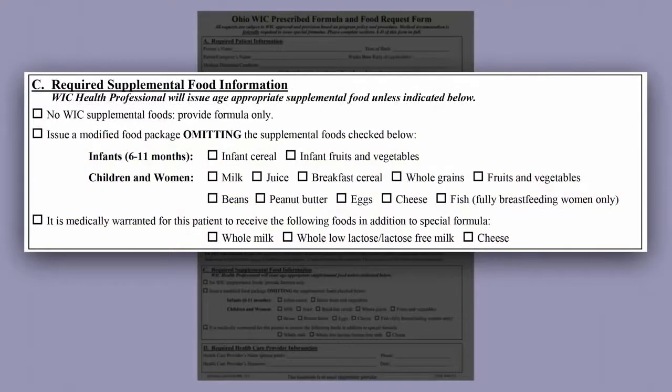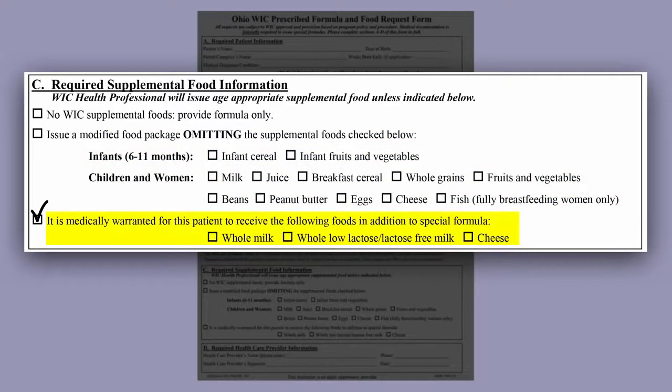In Part C of the form, there are 3 different things that can be indicated. The first is that no supplemental foods should be provided. If this box is checked, this may be an indicator that the physician is requesting the at-risk package. We discussed the at-risk package in episode 4, if you would like to review. The second option is that a modified food package may be requested. If the participant has an allergy to a product or it's otherwise not appropriate to them based on their medical condition, it could be indicated here.